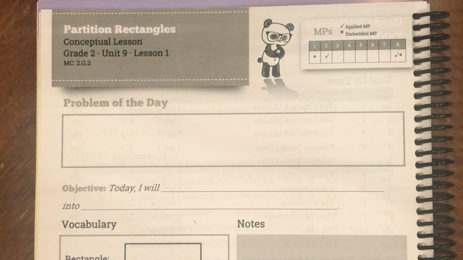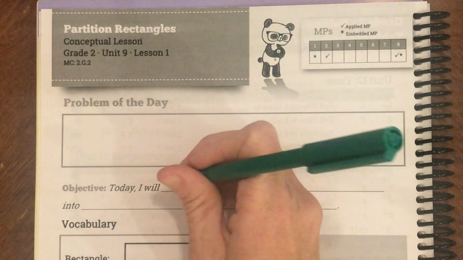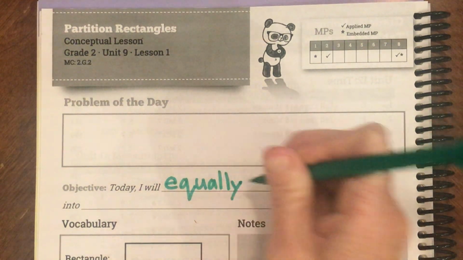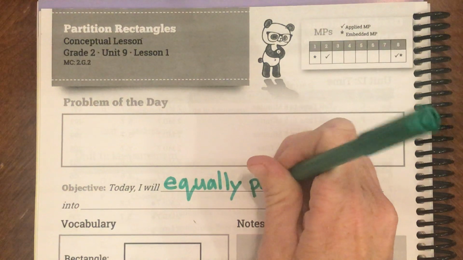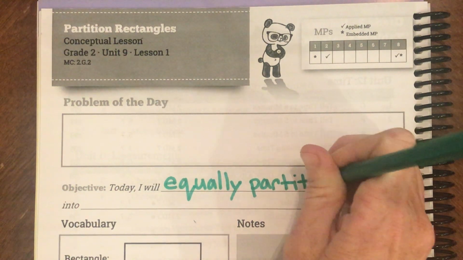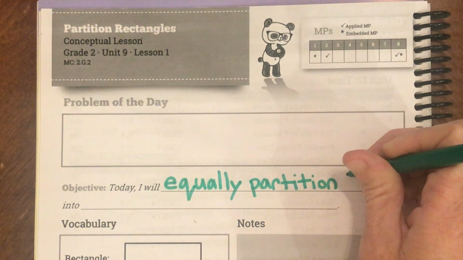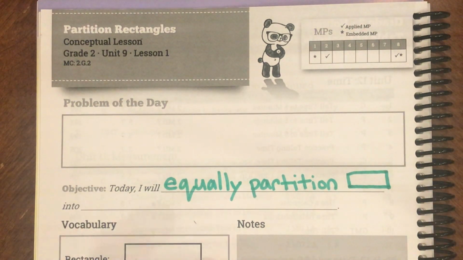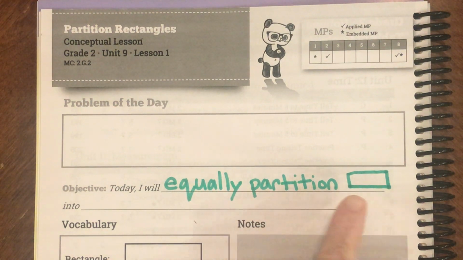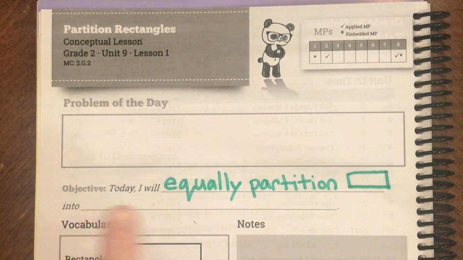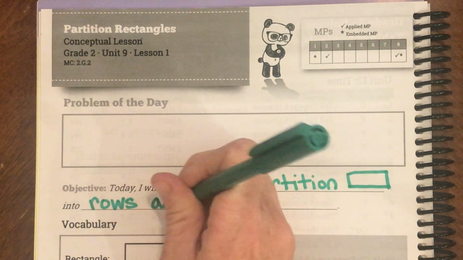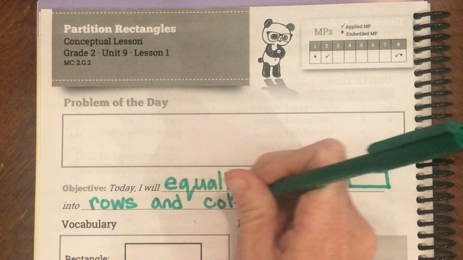We're on page 1, and our objective today says, today I will equally partition rectangles, and Miss Munoz is going to draw a rectangle because I'm running out of room. So today I will equally partition rectangles into rows and columns.